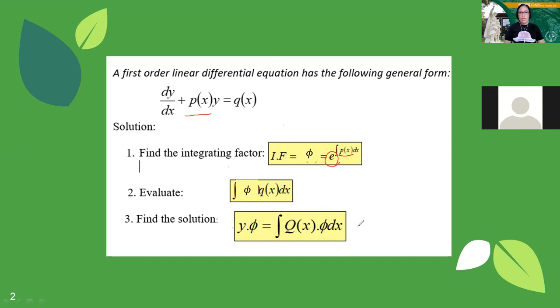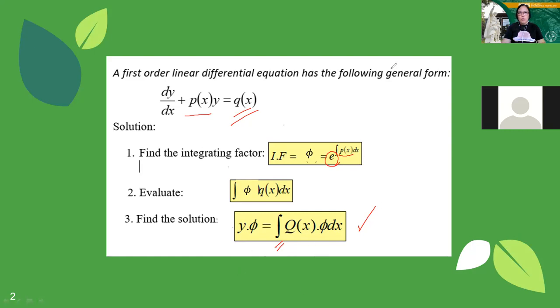And the formula in finding the solution of your first order differential equation would be this. The left side of that formula is the product of the phi, which you have evaluated, times the unknown function. And the right side would be your q of x times the phi, which you will have to, of course, find the integral of. So your q of x is taken from here, and you're going to multiply it to the predetermined phi. So this is your phi.